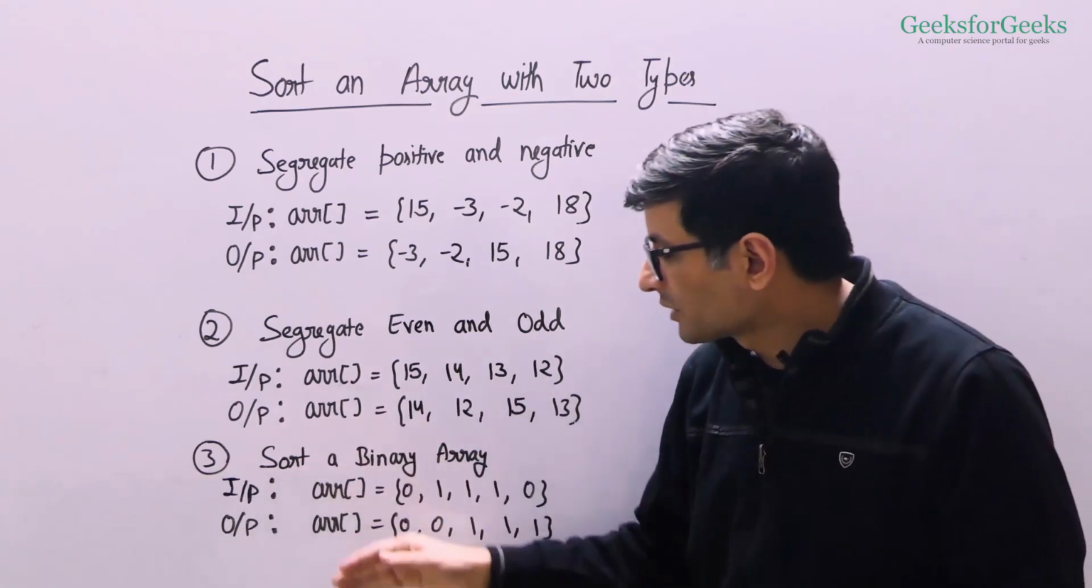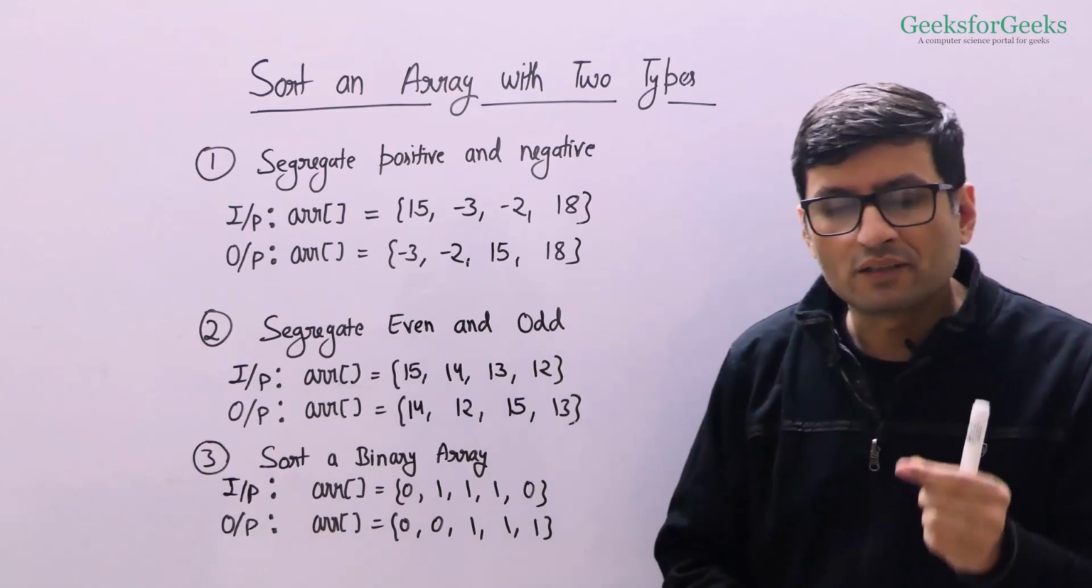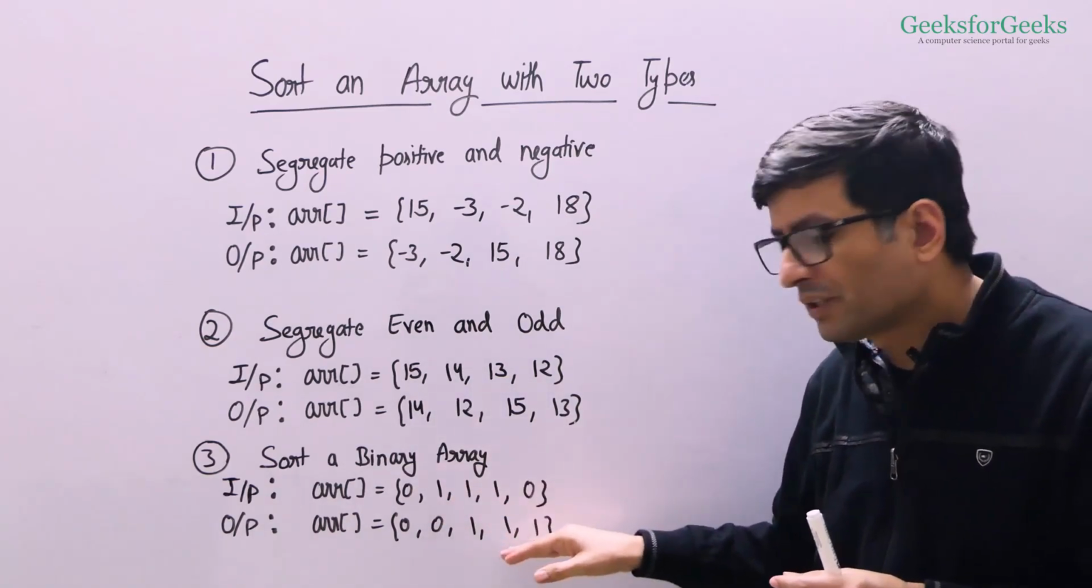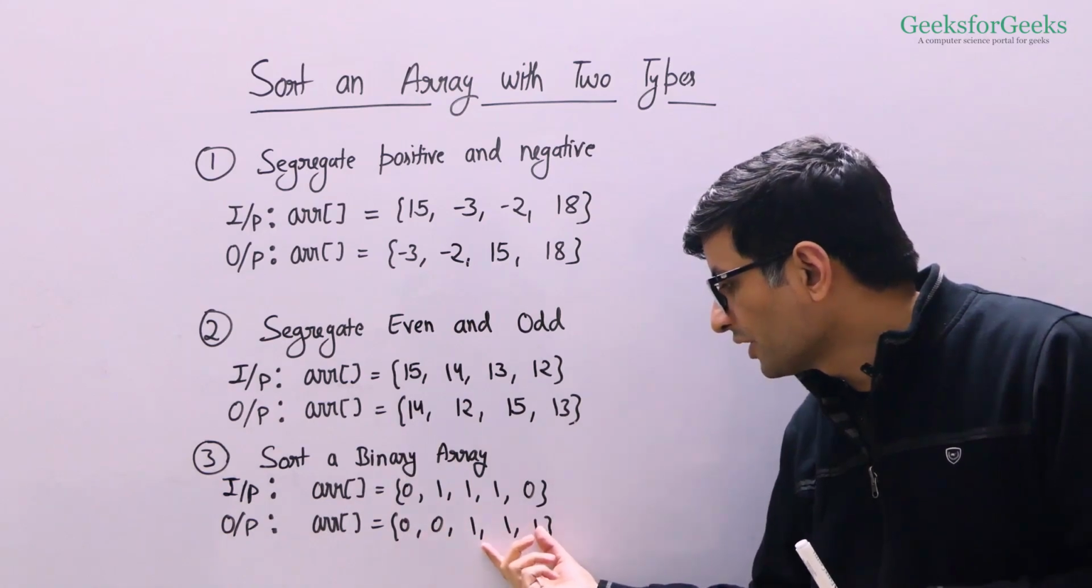The third form of this problem is you need to sort a binary array. You are given a binary array like 0, 1, 0, 1 and you need to sort it. You need to put all the zeros first and then all the ones.